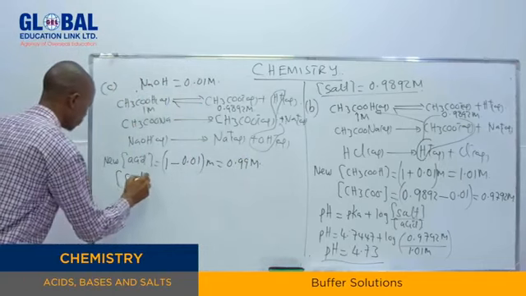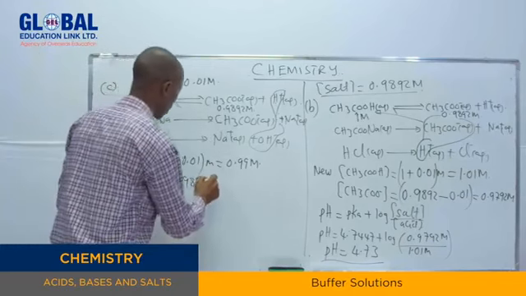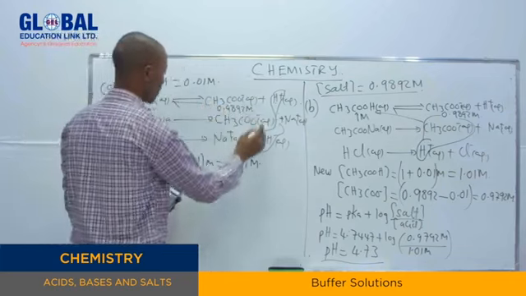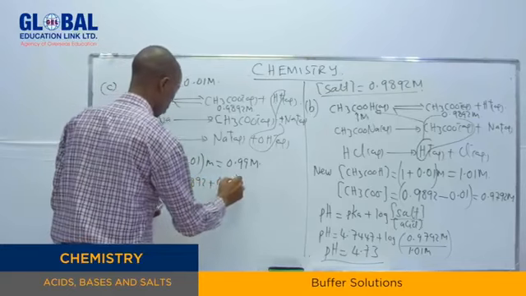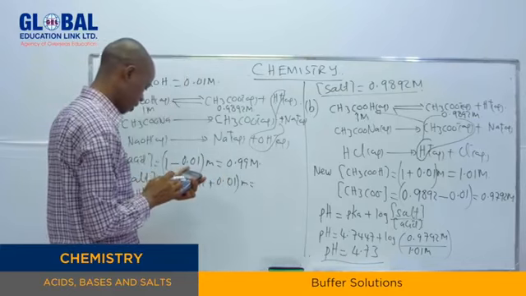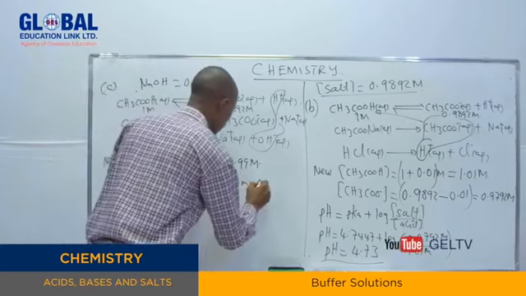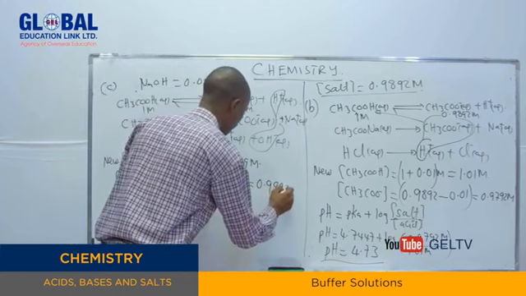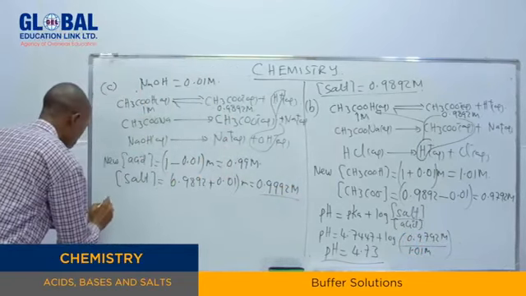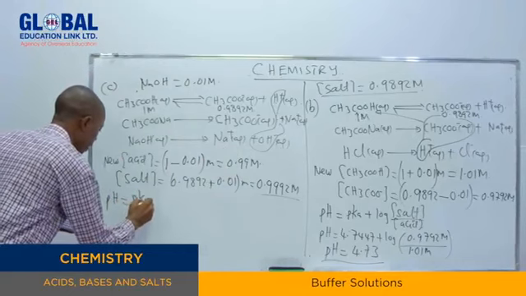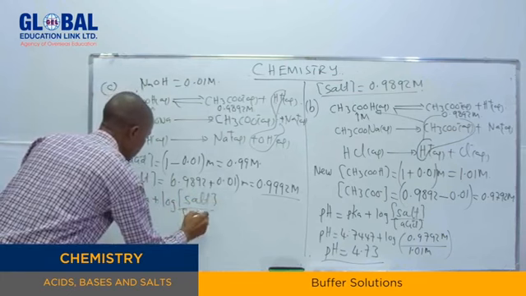For the salt, this one originally is 0.9892. Now here you add the amount that is added, 0.01. 0.9892 plus 0.01, you're going to get 0.9992 molar. So these are the new concentrations that you're going to obtain. So you can use your equation. pH is equal to pKa plus logarithm concentration of the salt over concentration of the acid.